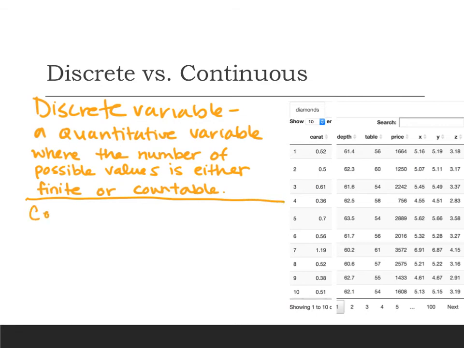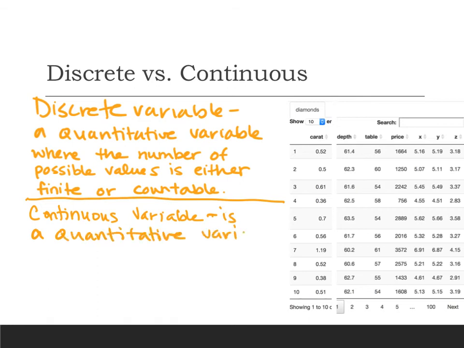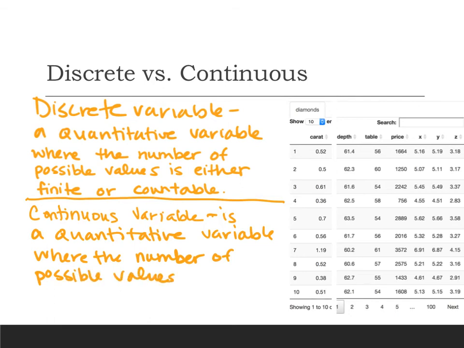And then so a continuous variable is, again, a quantitative variable where the number of possible values is infinite and not countable. And so I couldn't just stop at infinite, right? Because we said that countable was infinite, but whole numbers of things. So we have to be specific, infinite and not countable.